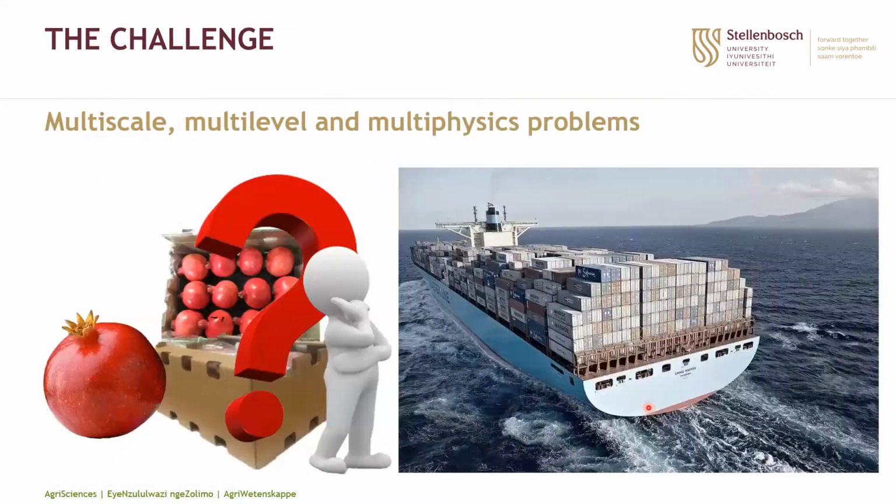We also acknowledge the fact that this problem is not easy. It is multi-scale, multi-level, and multi-physics. It starts from producing the fruit as you see here, packing into a single package, and palletization and transportation via air or ship, as you see here. So it's not an easy problem.